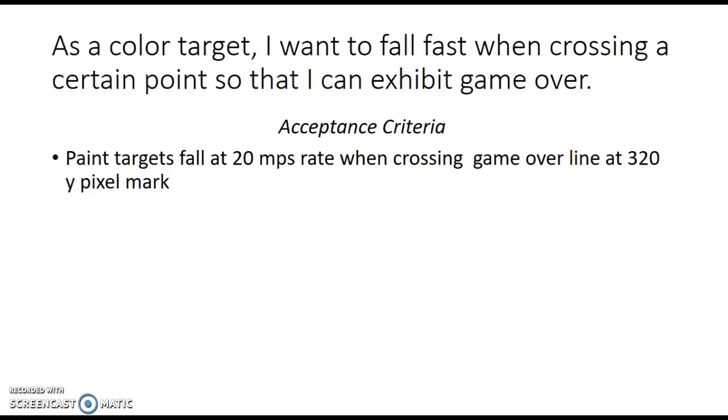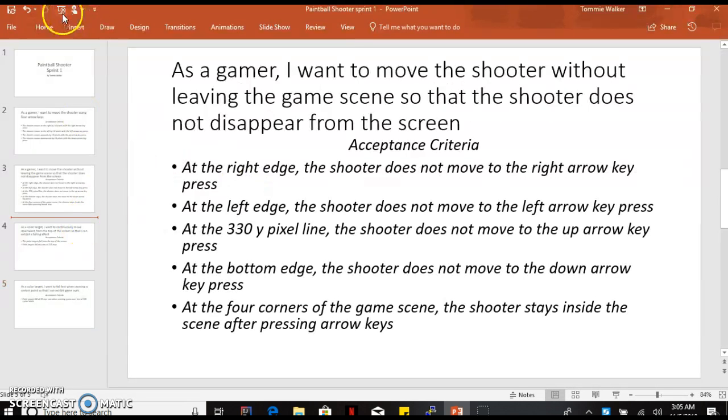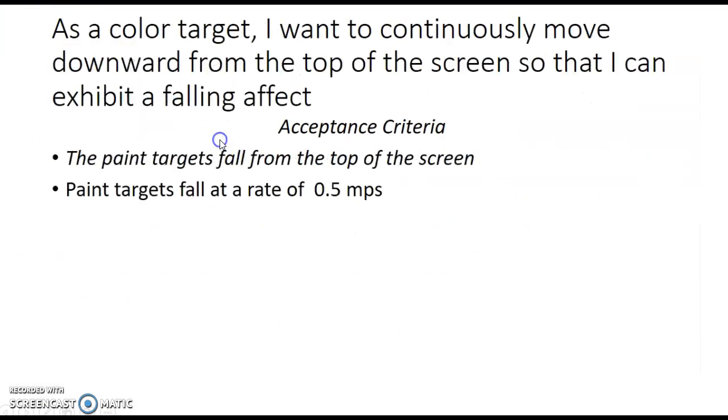As a color target, I want to continuously move downward from the top of the screen so I can exhibit a falling effect. The paint targets fall from the top of the screen. Paint targets fall at a rate of 0.5 megapixels per second.